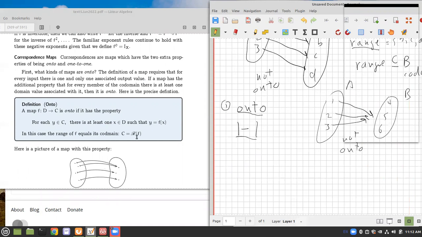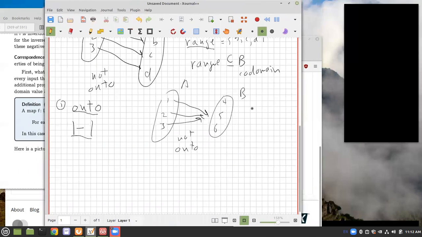And in this particular case, the range of the function equals the codomain. So for an onto function, if this is the function G, the range of G here is going to equal B. This is the range, and this is the codomain.